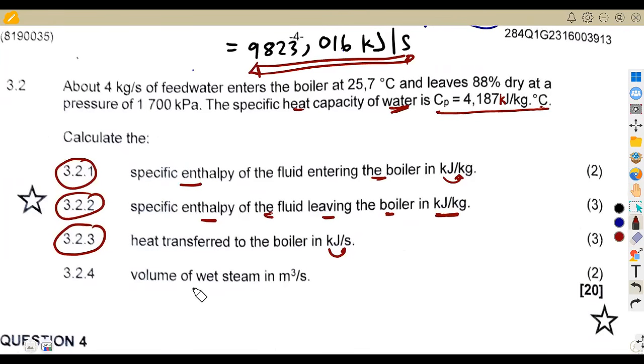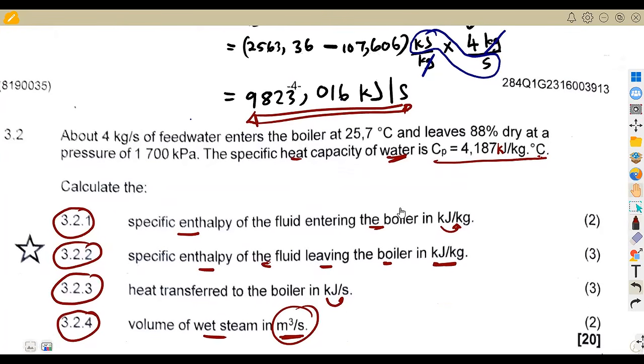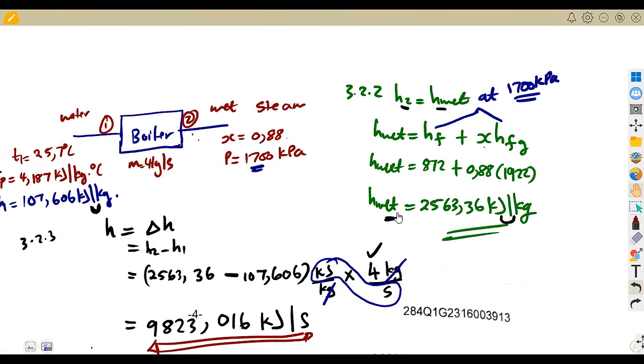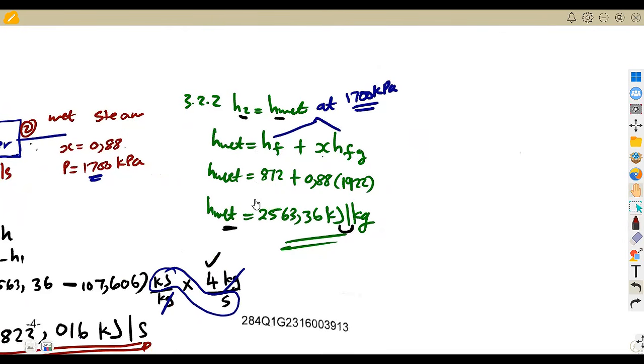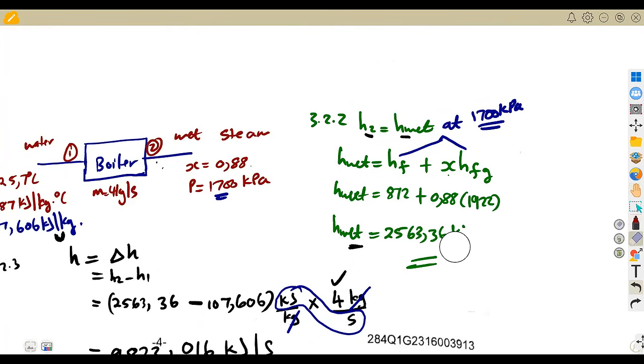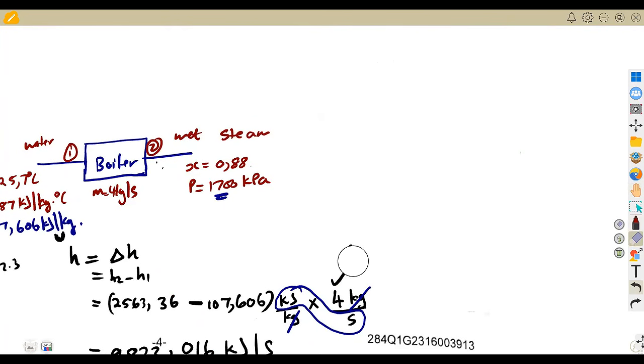It is the same thing with this part here, the volume of wet steam in cubic meters per second. Where do we take the volume of wet steam? We take it from the dryness fraction that we are given here. This is what we're supposed to have from our dryness fraction. Let me just write it here. So be careful on the conversion of units there. That's 3.24.